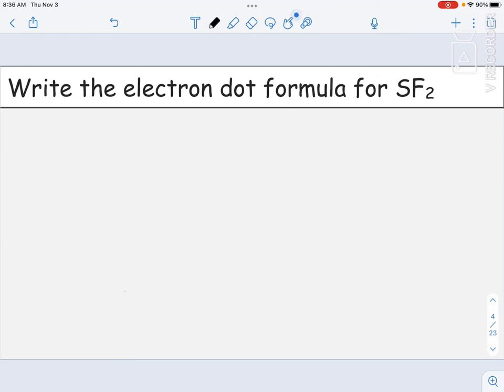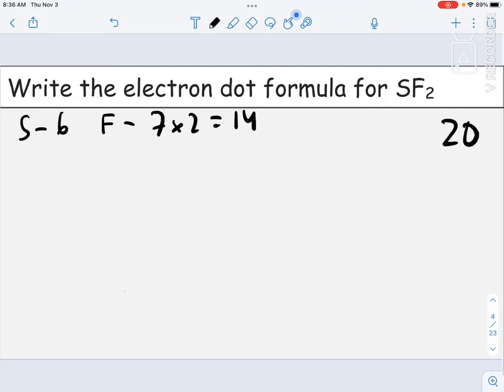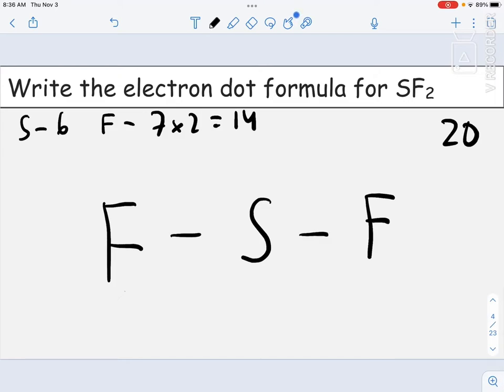Next we have SF2. Okay, this is a covalent bond. So the first thing we want to do is count the total number of valence electrons. Sulfur has 6. Fluorine has 7 valence electrons, but there's 2 of them. So we have 14. So there's a total of 20 valence electrons. Now we're going to do our shell. We're going to do F, S, F. Go ahead and bond them. That bonding takes 4 electrons, so now we have 16.